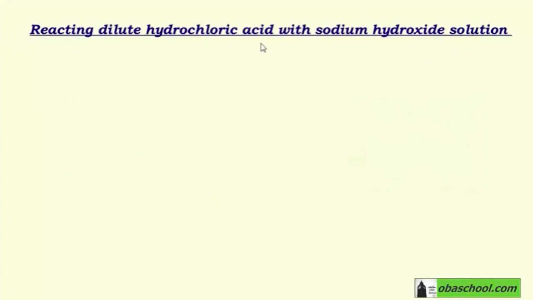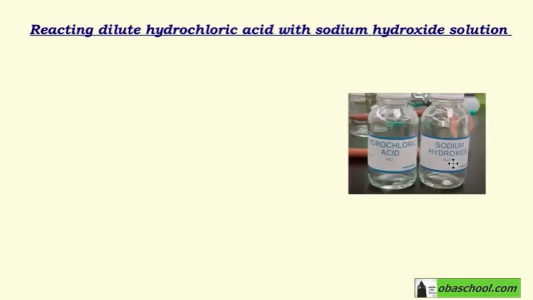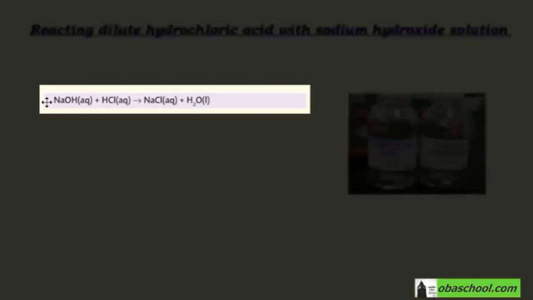So, let's start with reacting dilute hydrochloric acid with sodium hydroxide solution. The metal hydroxide we have is sodium hydroxide, which will react with dilute hydrochloric acid. So let's see the reaction between hydrochloric acid and sodium hydroxide. We get hydrochloric acid and sodium hydroxide. We will put them together. They will react to produce what? Sodium hydroxide plus hydrochloric acid reacts to produce sodium chloride plus water.